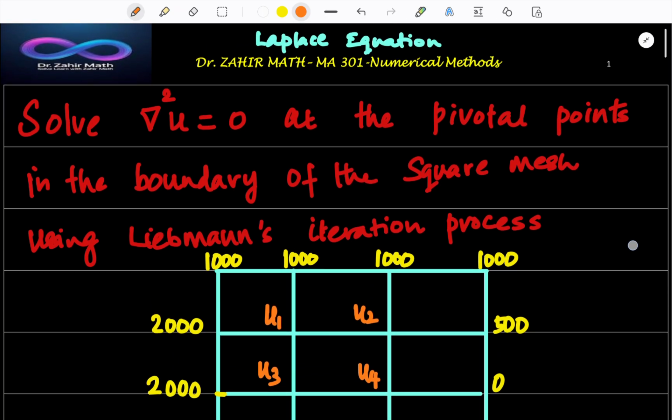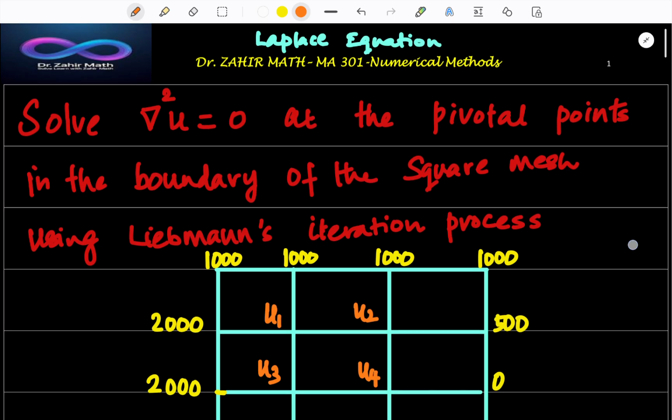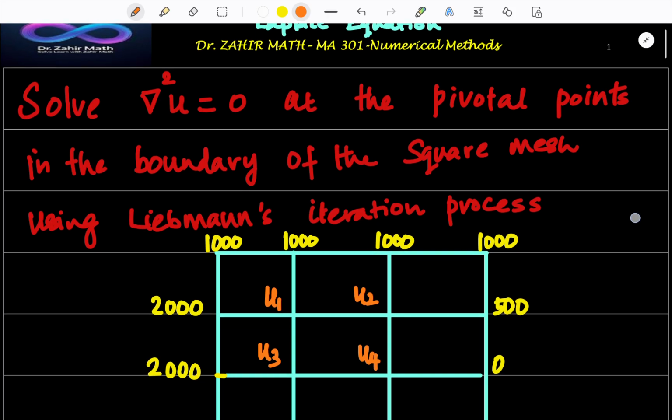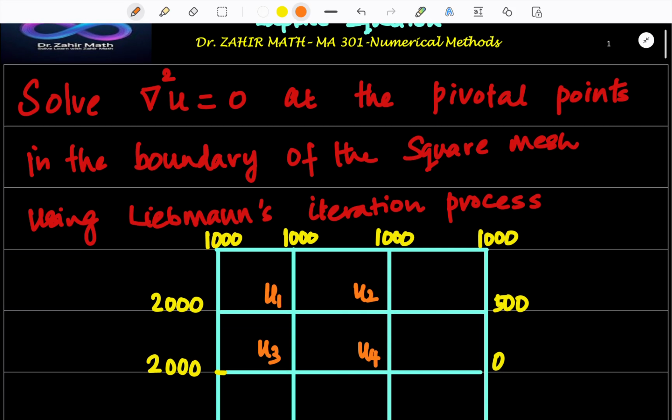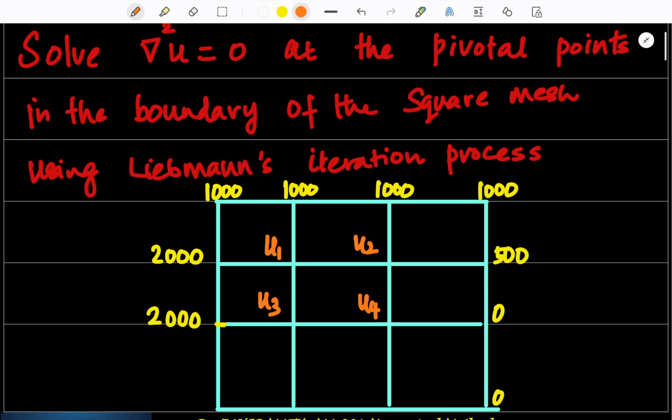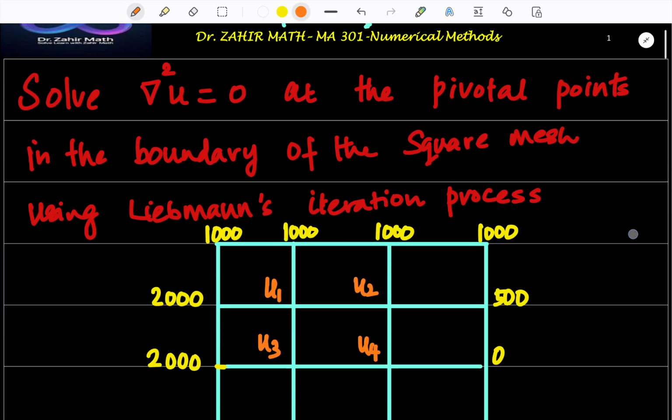Today we are going to solve the Laplace equation on a square mesh focusing on pivotal boundary points. I'll guide you step by step using the standard 5-point formula and diagonal 5-point formula methods, which is SFPF and DFPF. And I'll show you also how iteration works with only the standard 5-point formula.